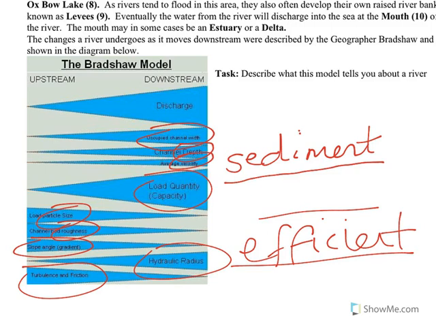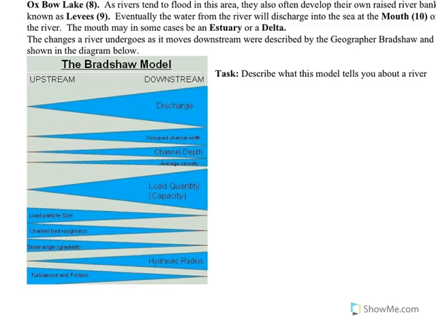If you're familiar with the idea of friction, that's where if you rub your two hands together, you generate heat because of friction. Right, so let's go back. We've now looked at all the characteristics. So actually the question says, describe what this model's showing us.